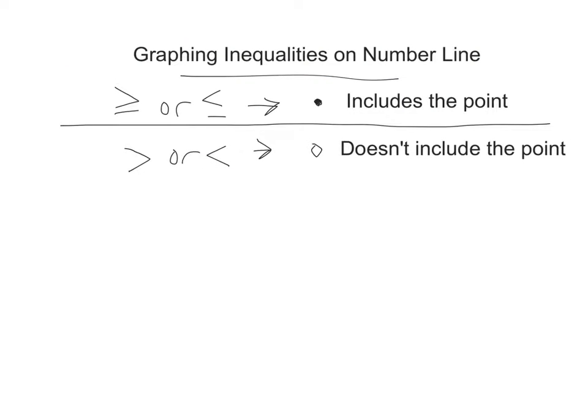Some of the problems, they're going to ask you to graph inequalities on a number line. So when we graph inequalities on a number line, here are the different cases we've talked about. If you have a greater than or equal to, or less than or equal to, then it's going to be a closed circle, I'm going to call it, or a filled in circle. That's because it includes the point. It's greater than or equal to it. It's less than or equal to. The or equal means it includes that point, which is why we have a closed circle there.